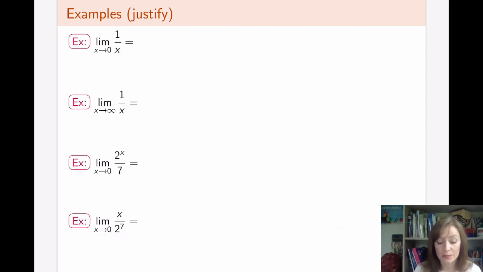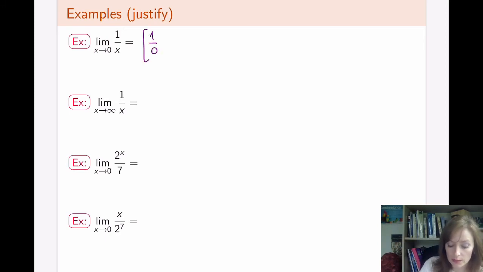Now let's take a look at some limits where we just have to plug things in and be able to justify it. So there's nothing really to simplify, and therefore we're going to have to apply some other kinds of justifications to them. Let's take a look at this first one. So as x goes to 0, I'm interested in the fraction 1 over x. What happens here if I plug it in? I'm going to get 1 over 0.